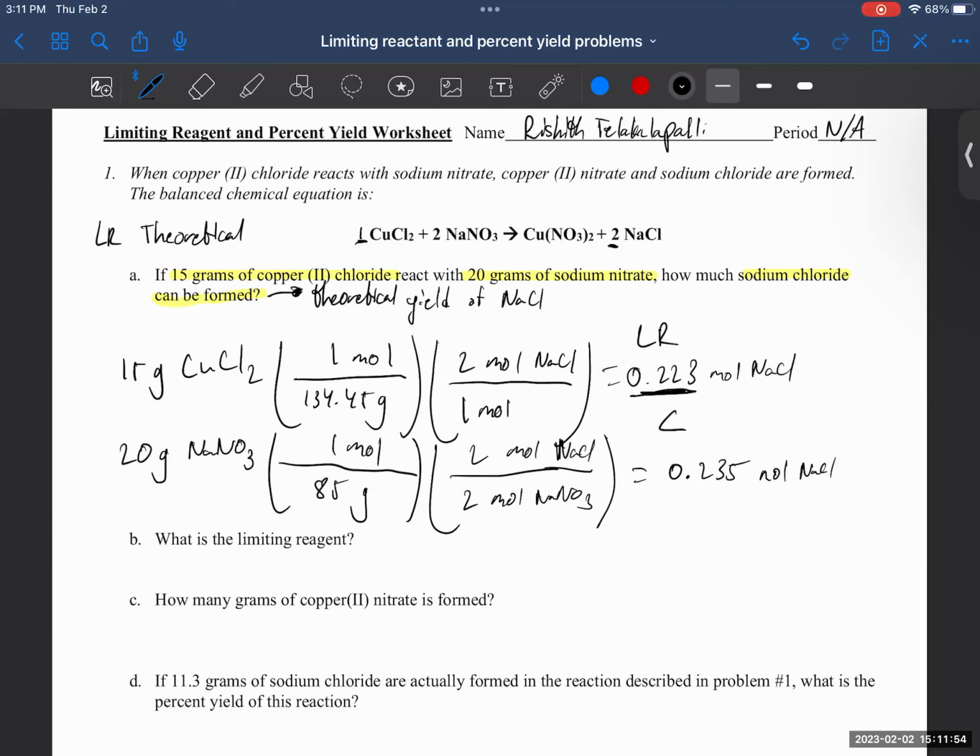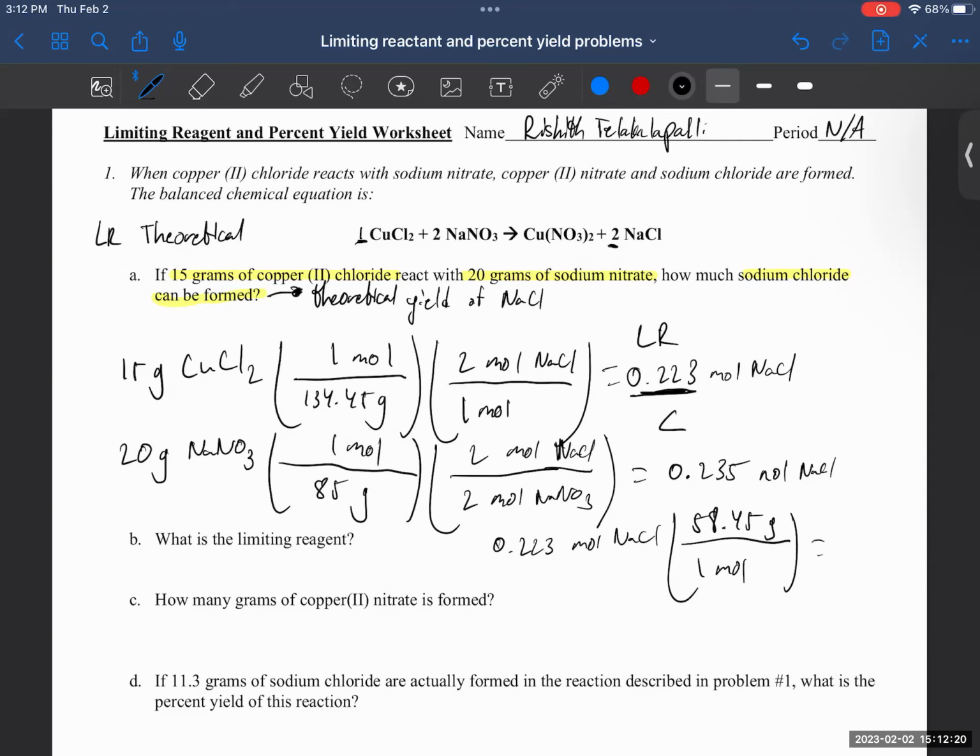Then you need to figure out your theoretical yield from this. So you do 0.223 moles of NaCl. And then you just get to grams by multiplying by the molar mass. So 1 mole is, let's see, 23 plus 35.453. It's approximately 58.45 grams. That's molar mass. And then you set that equal, so 0.223. We multiply that out, then we get a theoretical yield of 13.